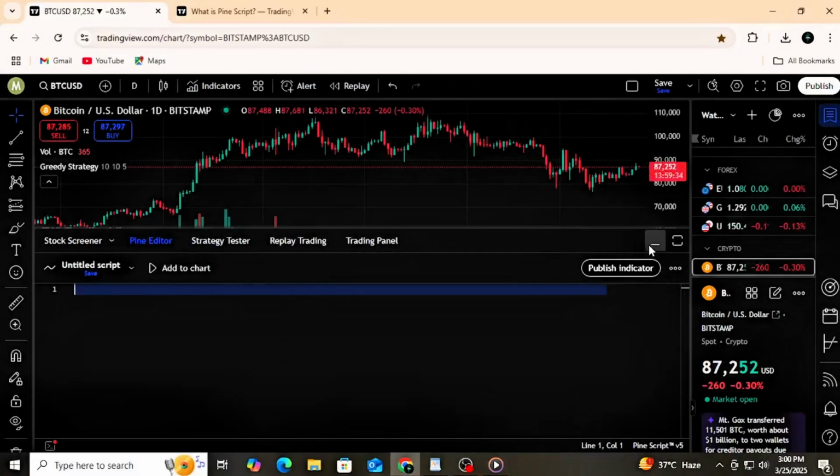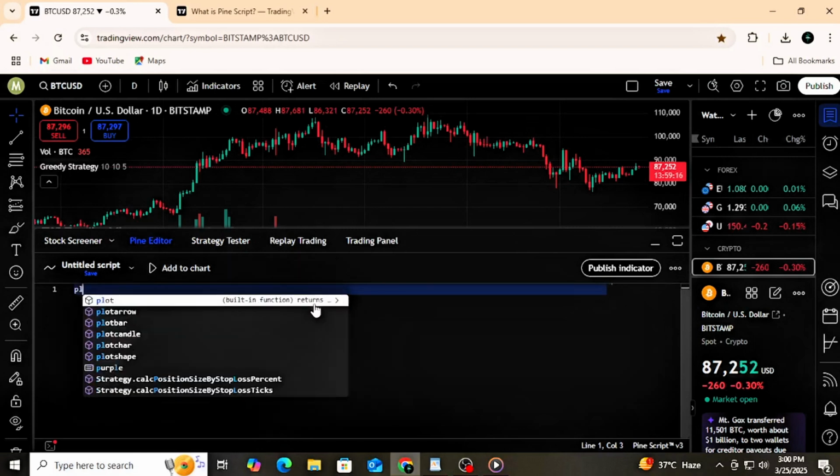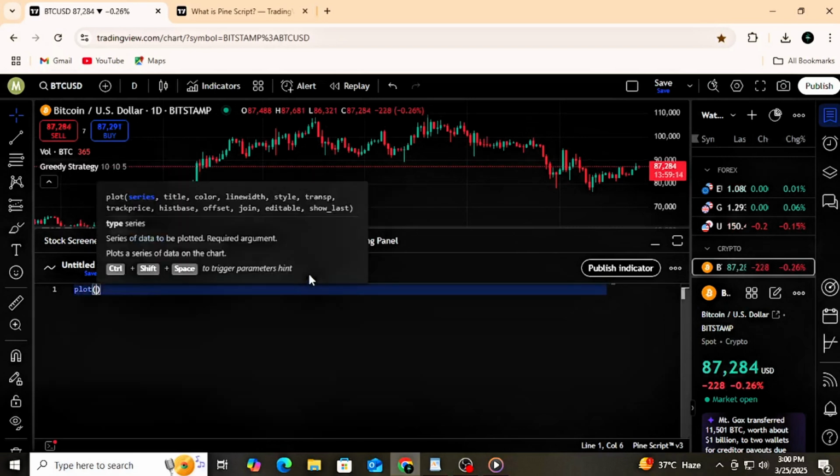Creating an indicator in PineScript involves defining how data is calculated and displayed on the chart. A basic indicator script includes setting the version, defining an input source, applying calculations, and plotting the result. The most common function used in PineScript for creating indicators is the plot function. This function allows you to visualize data directly on the chart.